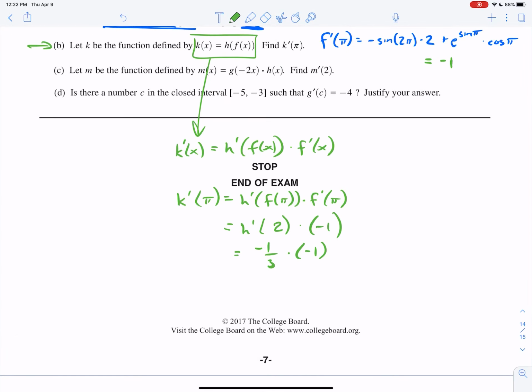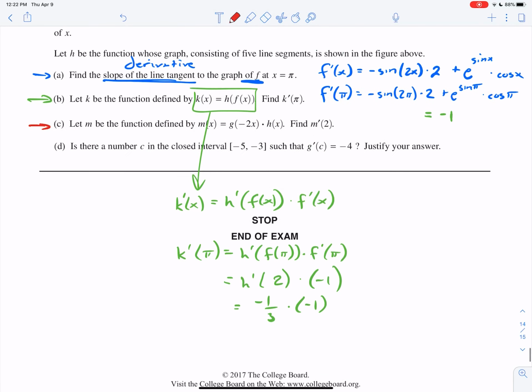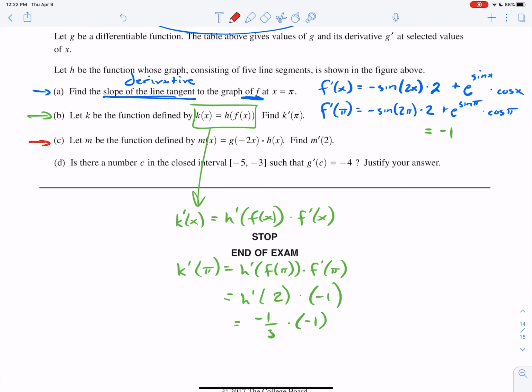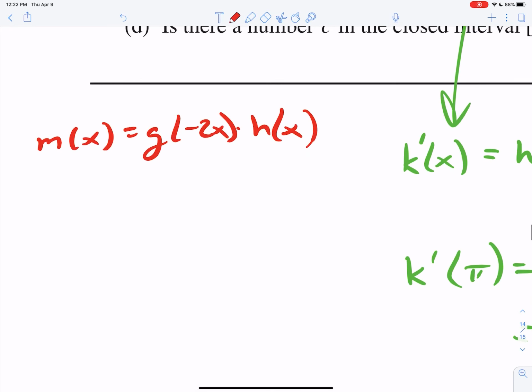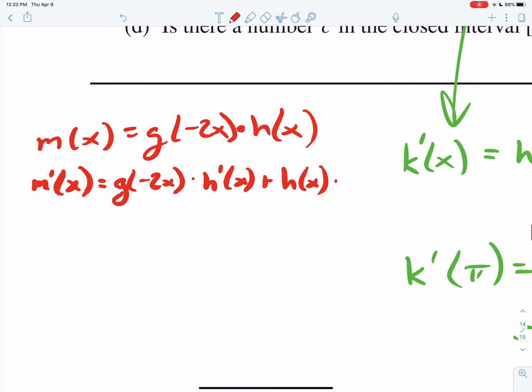Okay? Here's part C. Let m be a function. So we have a new function, m, but it's going to be g of negative 2x times h of x. Okay, they want us to find m prime of 2. So before we find anything regarding the 2, let's find just the derivative here. Since we have a product, we're going to have to implement the product rule. So it's going to be the first times derivative of the second plus the second times derivative of the first. Let me make some space here.